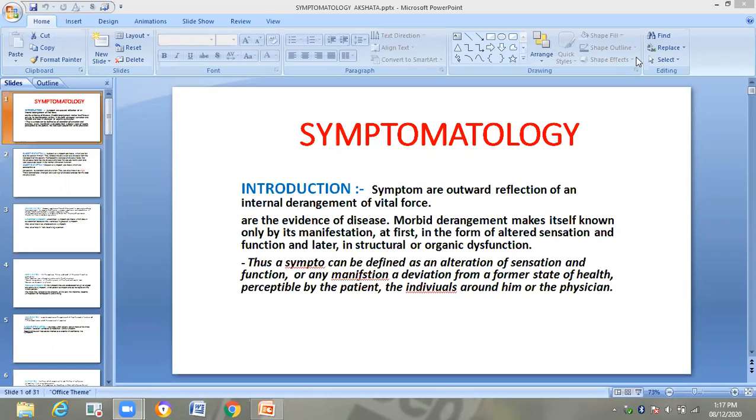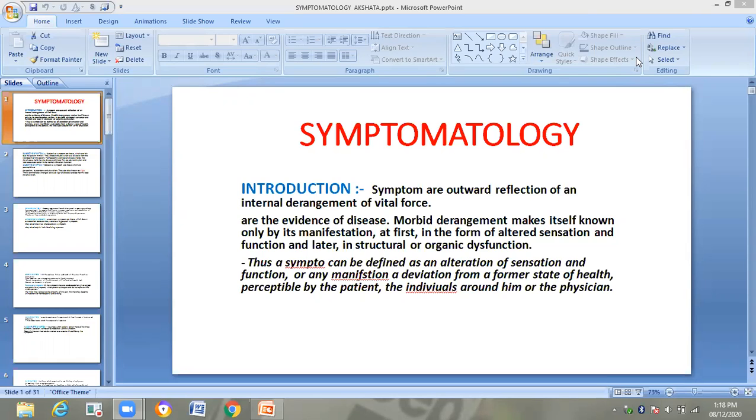So this is the definition of symptom according to Dr. Hahnemann. According to Dr. Kent, every symptom which may be subjective or objective, means which is felt by the patient himself or observed by the attendants, observed by the people who are around him as well as by the physician, every type of symptom which is indicative of a deviation from normal state of health is called as symptom.